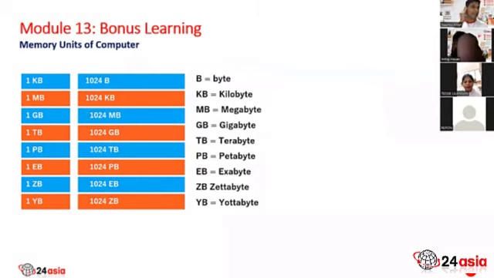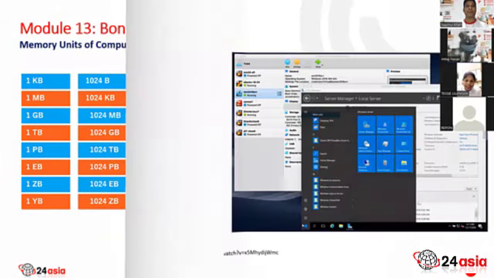So I think this is a bonus module. Some of the information was discussed previously in the second class. 1 kilobyte is equal to 1024 bytes. 1 megabyte is equal to 1024 kilobytes. 1 gigabyte is equal to 1024 megabytes. These are the calculations. You can take a screenshot and study. We have also posted it on Facebook.